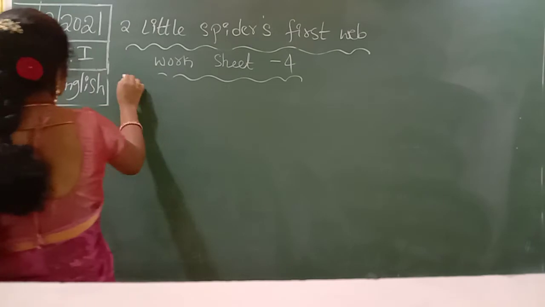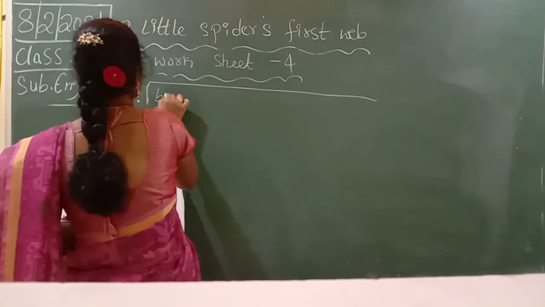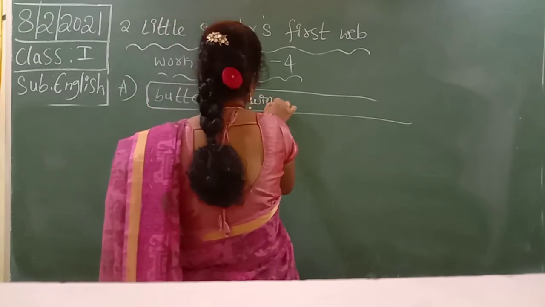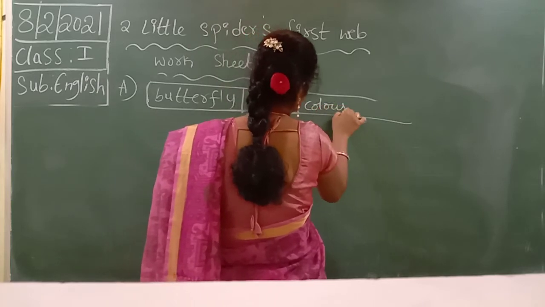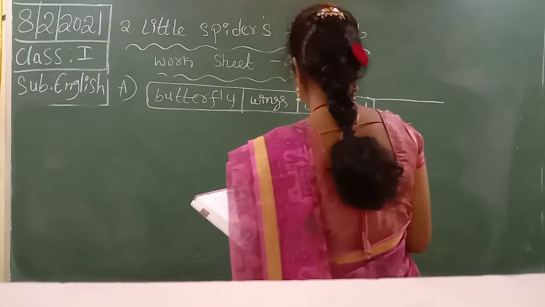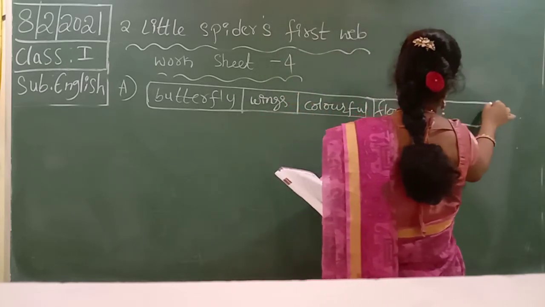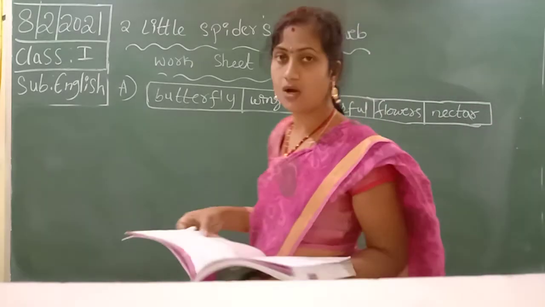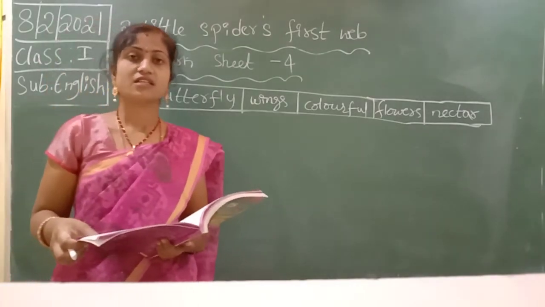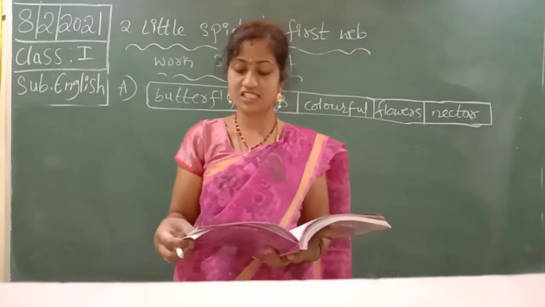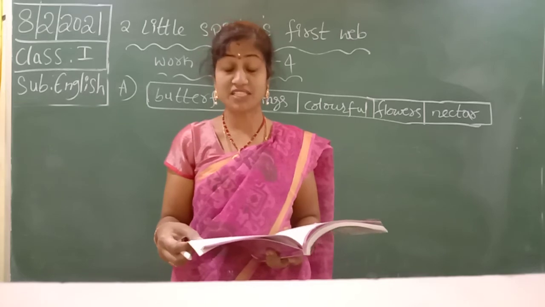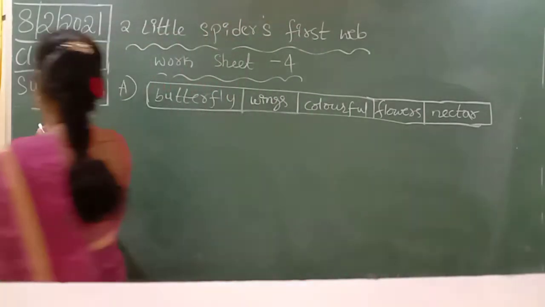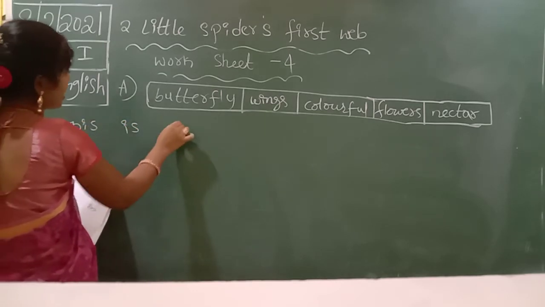Okay, A. So the box is given: butterfly, wings, colorful, flowers, nectar. Okay. So you have to write about the butterfly, 5 small sentences. Here the picture is already given. Up, the spider picture is given, down, the butterfly picture is given. So this is a butterfly. You have to write the first one like that: This is a butterfly.